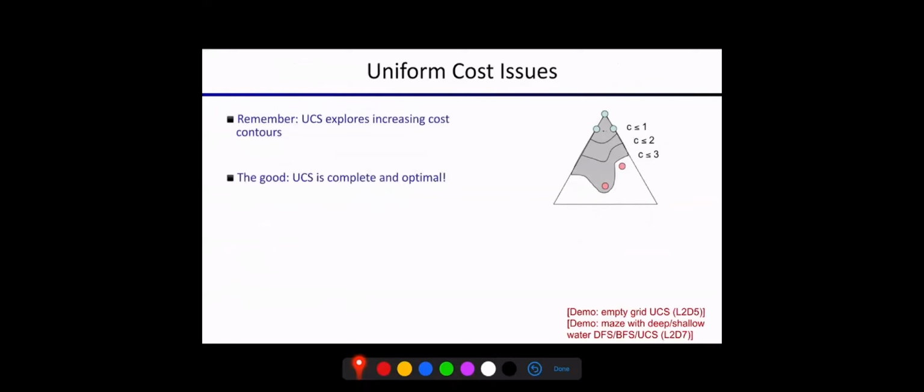Okay, now uniform cost has its issues. It explores increasing cost contours, and so the good is that it is complete and optimal, but the bad is that we're still wasting a lot of time because we sort of explore in every direction. There's no way that we favor any direction or any information that we may have about the goal location.